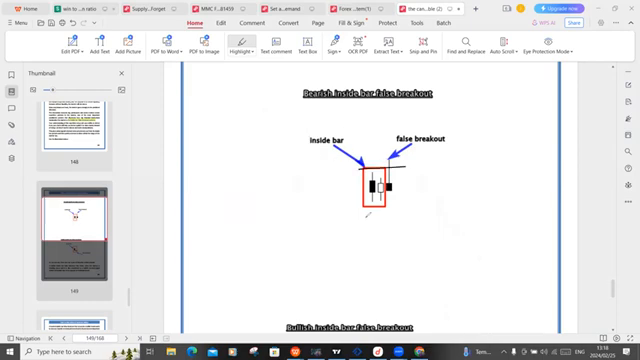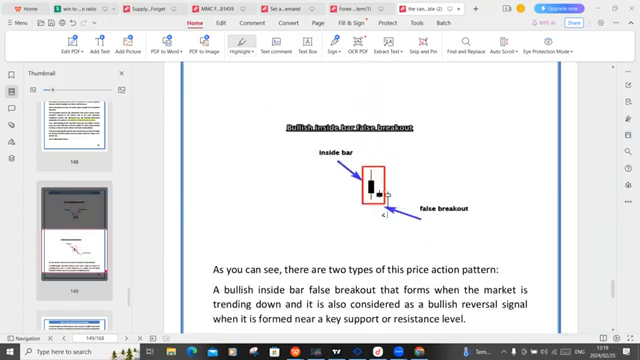So this is just an example which they're showing here. That's the fake-out there. So let's see what the author is saying. Oh, here's another example: bullish inside bar false breakout. So this is a bullish example where price breaks to the bottom but then comes back inside, allowing price to potentially push all the way up. So let's see what it says.